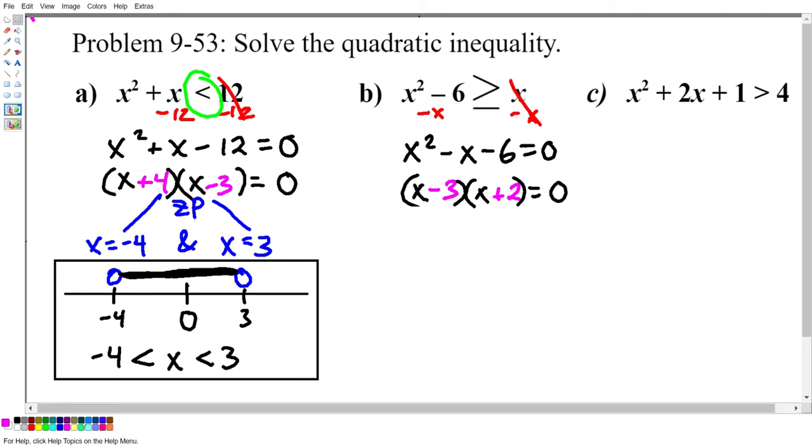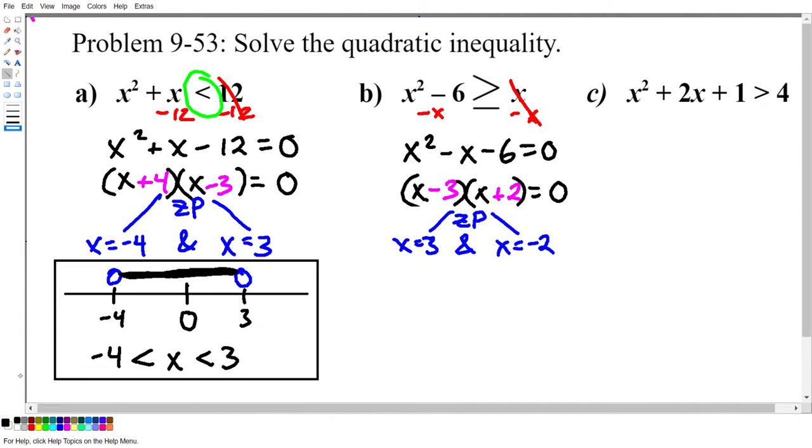Okay, our next step is to apply the zero product property so that we can find our boundary points. So what I'm going to do here is write ZP for zero product property. What would make this 0? The only thing that would make that 0 is a 3. We switch the sign, we get 3. What would make that 0? Negative 2. Those are our two boundary points.